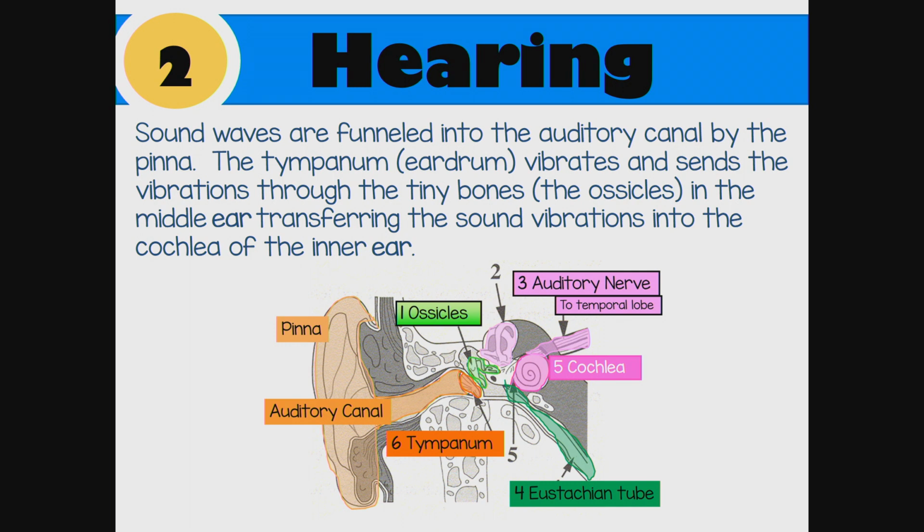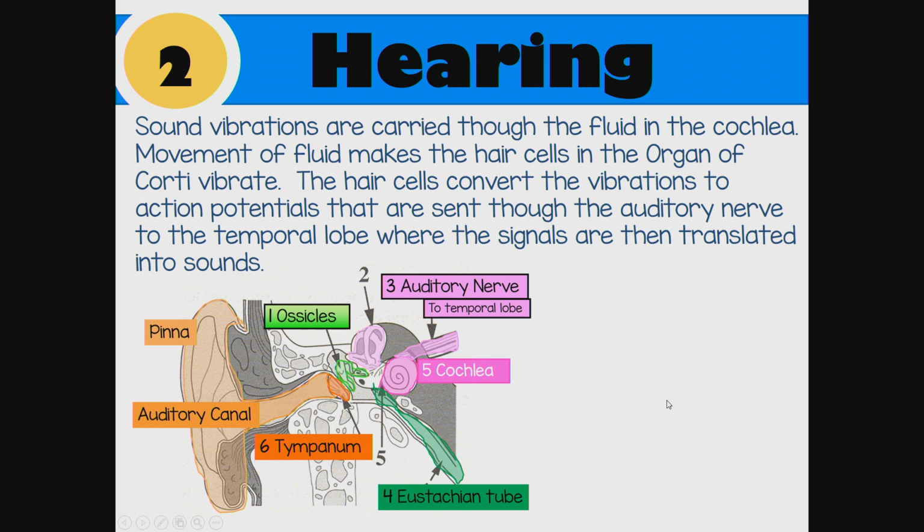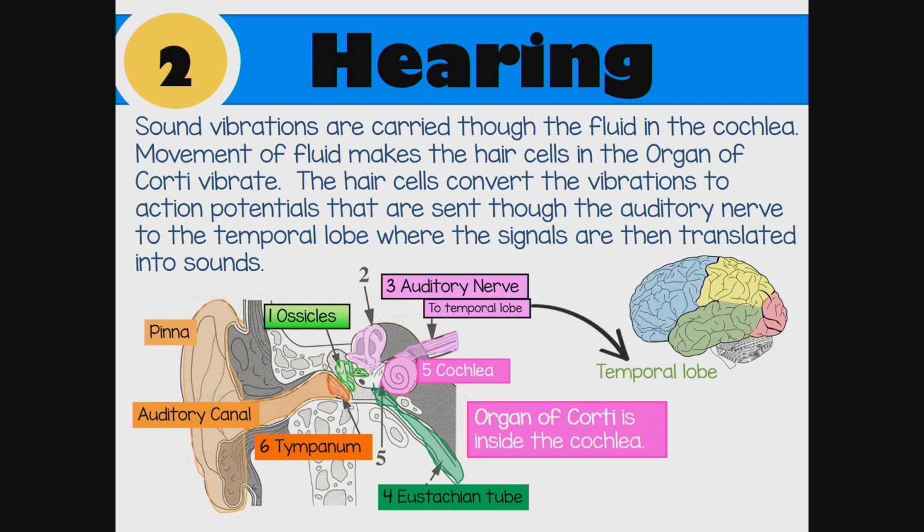Hearing. Sound waves are funneled into the auditory canal by the pinna. The tympanum or eardrum vibrates and sends the vibrations through the tiny bones, the ossicles, in the middle ear, transferring the sound vibrations into the cochlea of the inner ear. Sound vibrations are carried through the fluid in the cochlea. Movement of fluid makes the hair cells in the organ of Corti vibrate. The hair cells convert the vibrations to action potentials that are sent through the auditory nerve to the temporal lobe, where the signals are then transferred or translated into sounds.